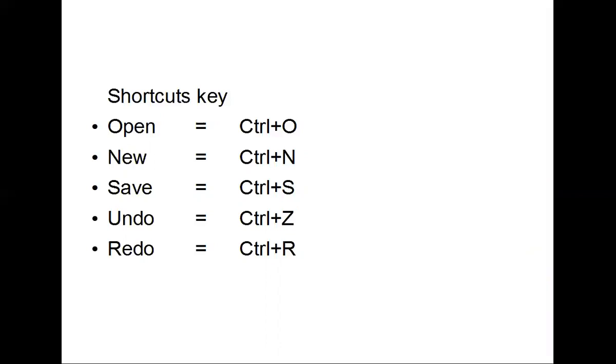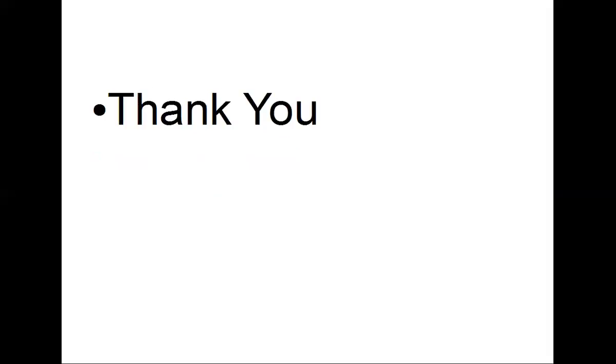Next, undo is Control plus Z, and redo is Control plus R. CTRL means control. Control plus O, open. Control plus N, new. Control plus S, save. Okay, save your file, and undo is Control plus Z, and redo is Control plus R. Okay, clear? Thank you.